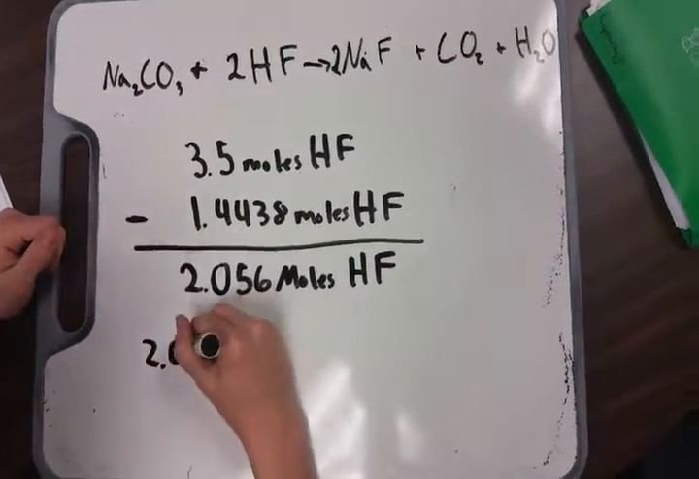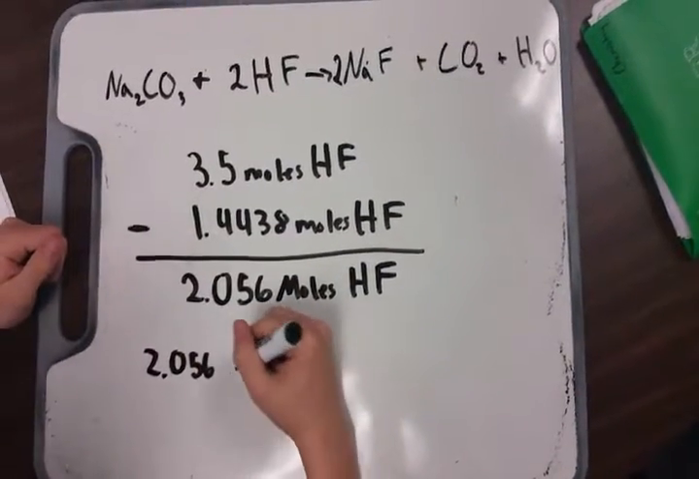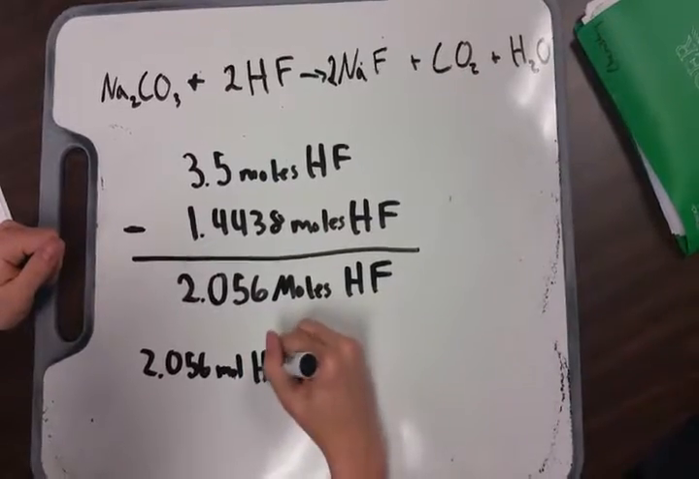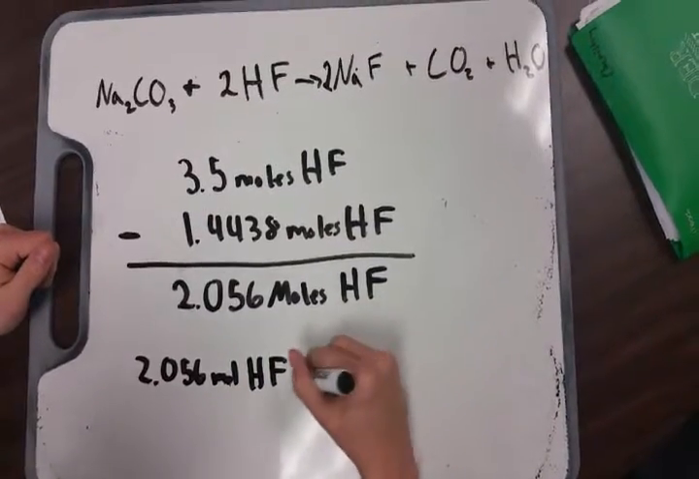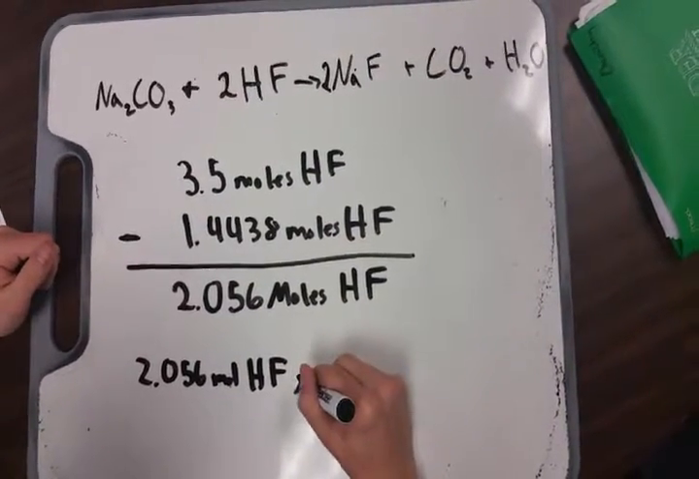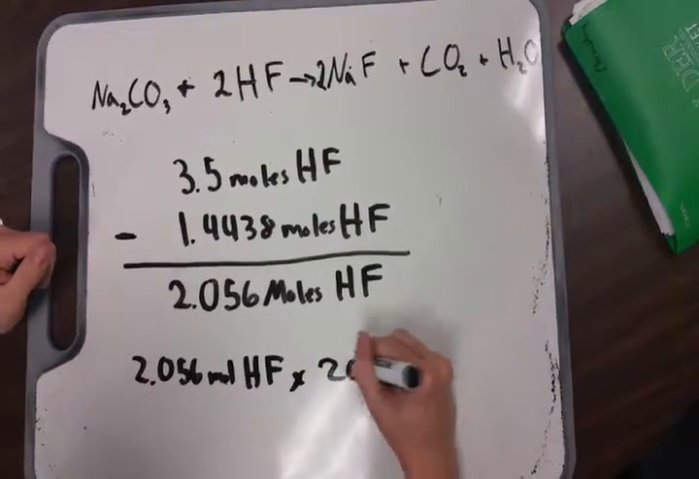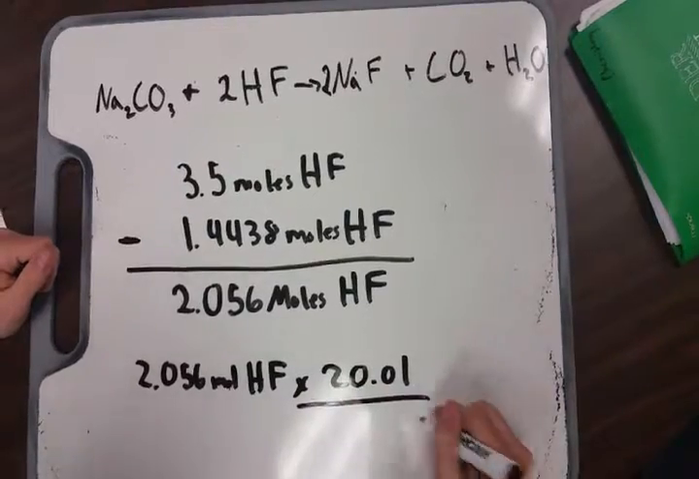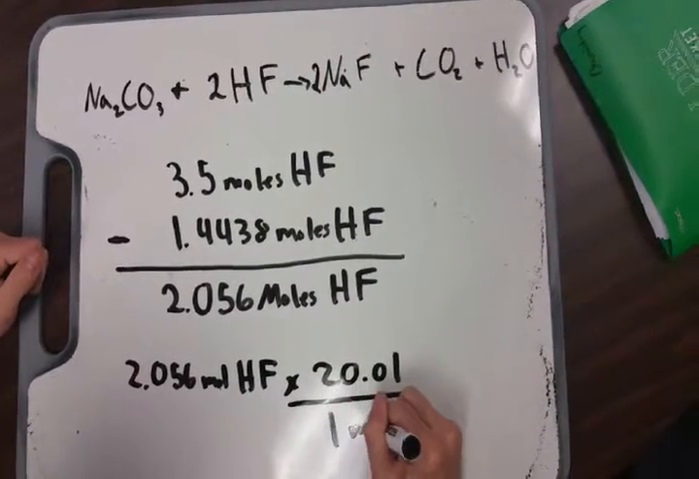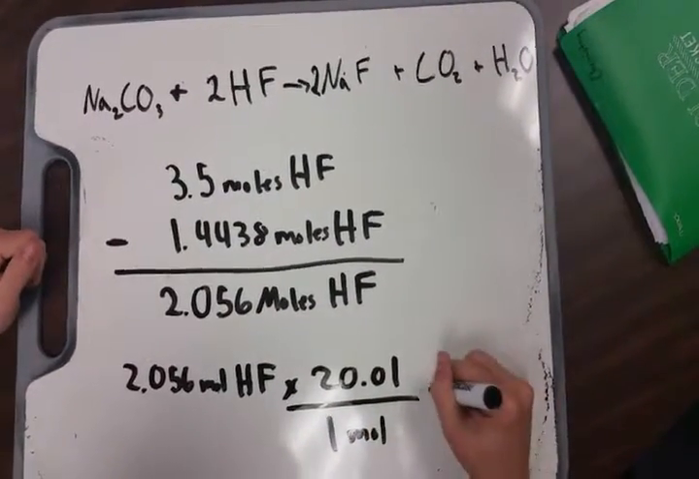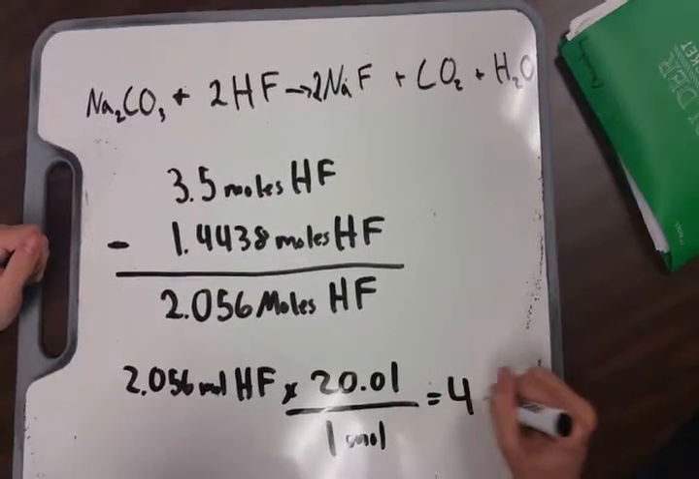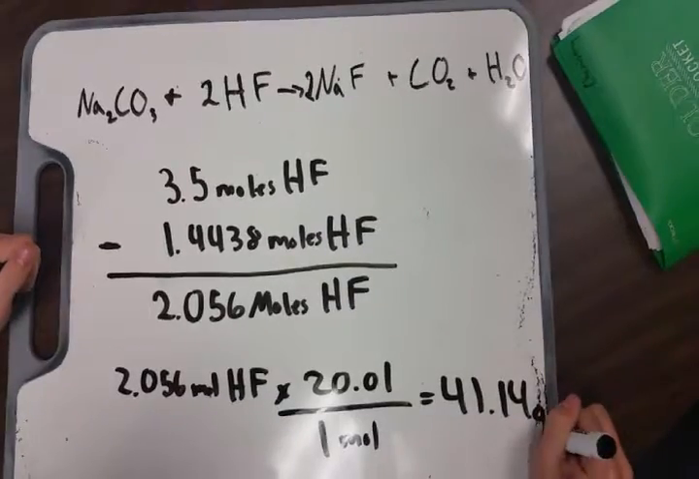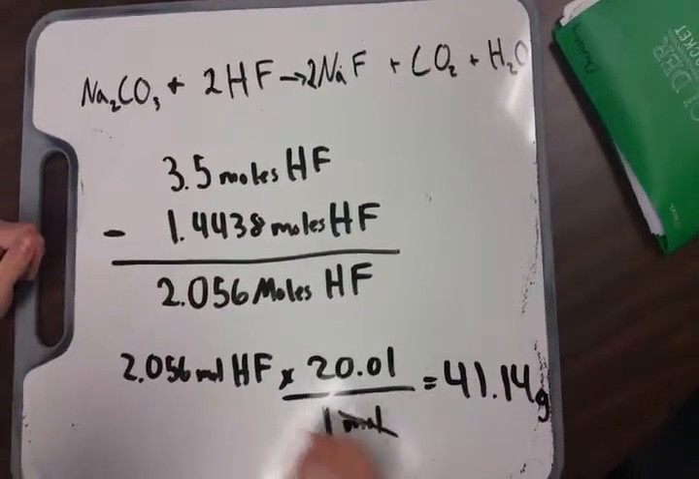And now that we have the difference, we want to convert that 2.056 moles of hydrofluoric acid into grams by multiplying by the molar mass, which is 20.01 over the 1 mole, which should produce 41.14 grams of hydrofluoric acid.